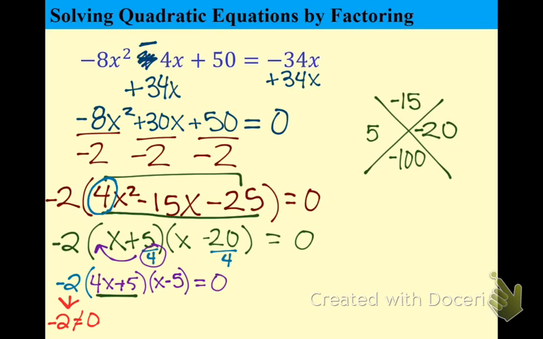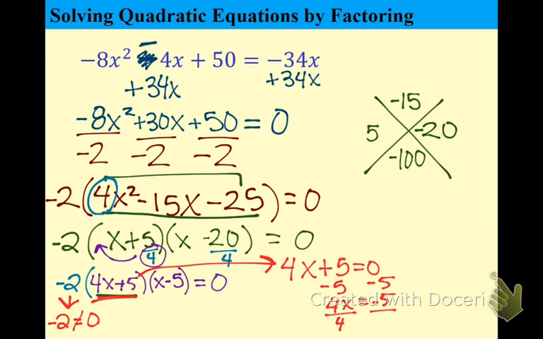All right, we're going to do 4x plus 5. I don't have room for it at the bottom of the screen, so I'm going to write it over here. 4x plus 5, we're going to set that equal to 0. All right, what would I do first to solve for x? Subtract the 5. So 4x equals negative 5. Then what would I do? Divide by 4. So x equals negative 5 over 4.